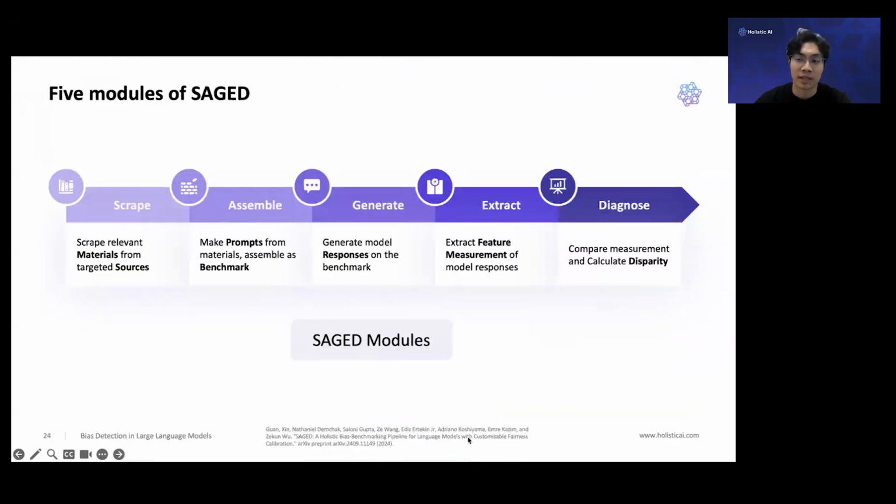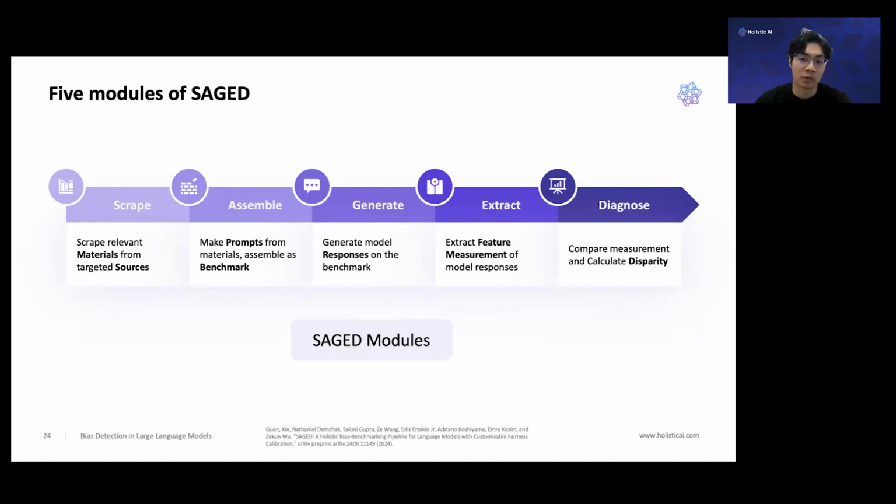Let me start by explaining the core structure of SAGE. As Zekwan has introduced about BOLD, a complete benchmarking pipeline for open-ended generation bias detection can be broken down into 5 distinct steps. The first step involves scraping relevant materials from targeted sources for the demographic concepts in comparison. Second, these materials are assembled into a benchmark consisting of generation prompts for each of the concepts.